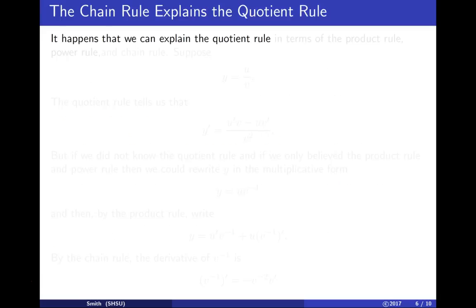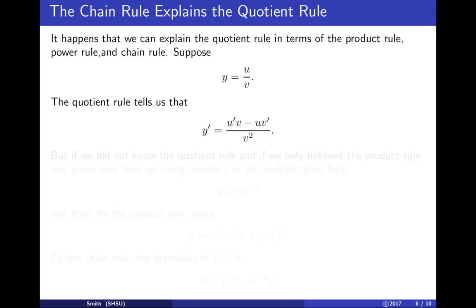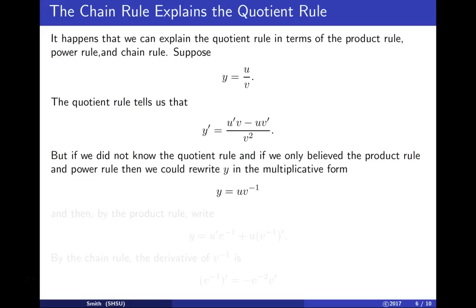Before we leave this chain rule and power rule lecture, let's explain the quotient rule in terms of the product rule, power rule, and chain rule. We learned earlier that if y is u over v, then the quotient rule gives us this expression, u prime v minus u v prime all over v squared. But if we did not know the quotient rule, but we knew the product rule and the power rule, then we can rewrite y in a multiplicative form. U over v is the same as u v to the minus 1.